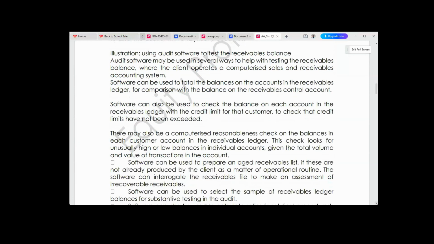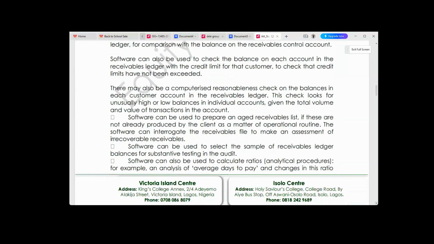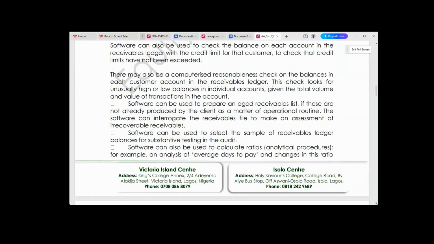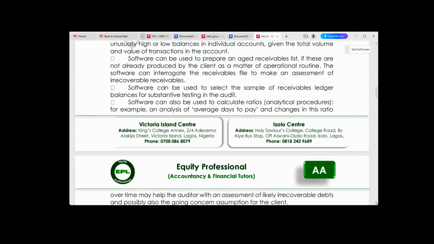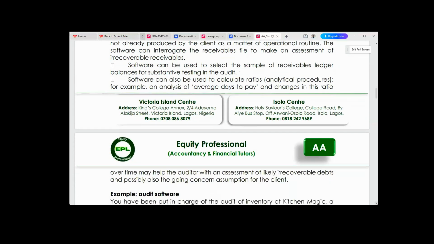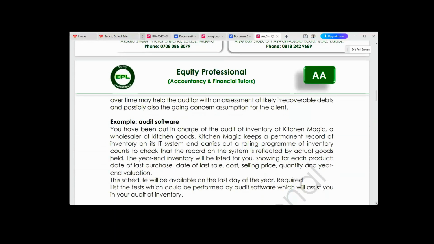So the software, like I said, is deployed for tests of detailed transactions, that is, every aspect of the financial statements. You can deploy the software. This is the example we are trying to look at, we're trying to talk about the receivables. So those are the examples. We don't want to bother with some of these because if you read it now, I think it'll be clearer, because I've already explained what you will be getting from that.